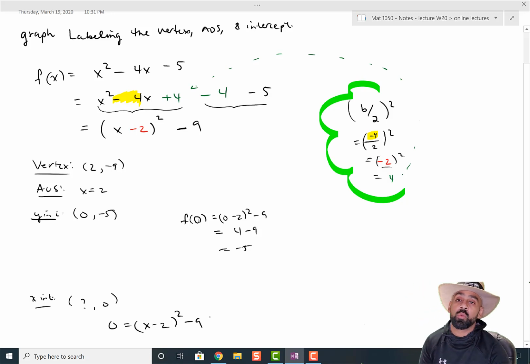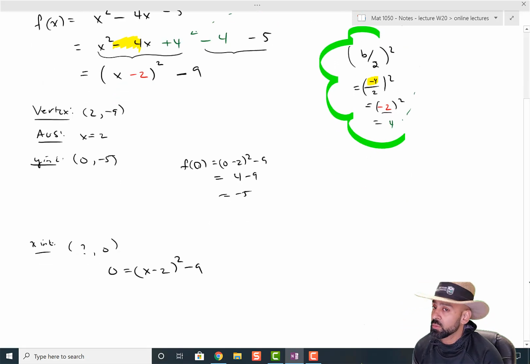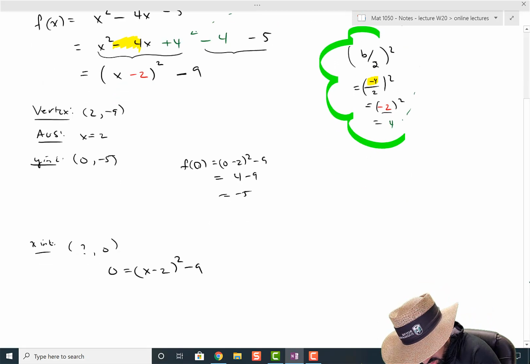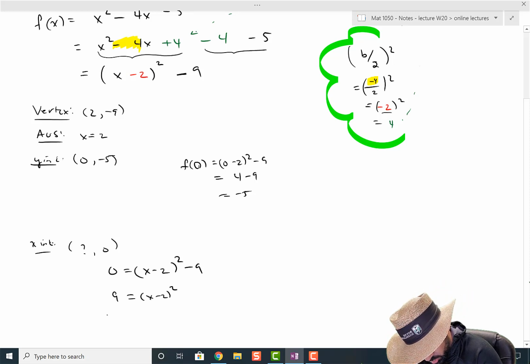You did all the hard work. Okay. Does it always work out to these cute numbers like 2, 3, and 4? No, but you've done all the hard work. This is 9 equals x minus 2 squared. Don't forget when you square root it, it's going to be plus or minus. So it's going to be plus or minus 3 equals x minus 2.